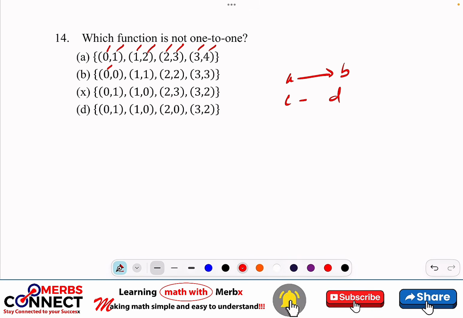Let's come here. This is 0, 1, 2, 3. None of them is repeating. So 0 goes to 0, 1 goes to 1, 2 goes to 2, 3 goes to 3. That's the same for the A.